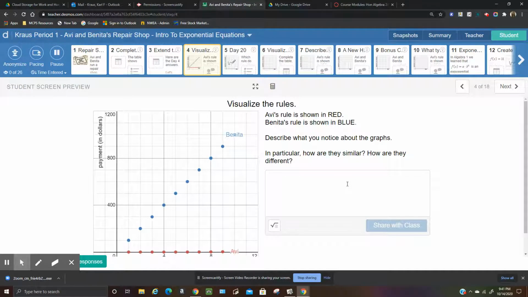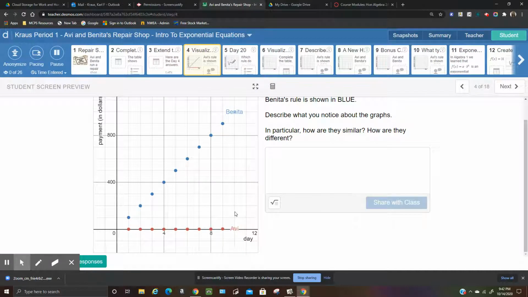So visualize the rule. Avi's rule is in red. Benita's rule is shown in blue. Describe what you notice about the graphs. In particular, how are they similar? And then how are they different?